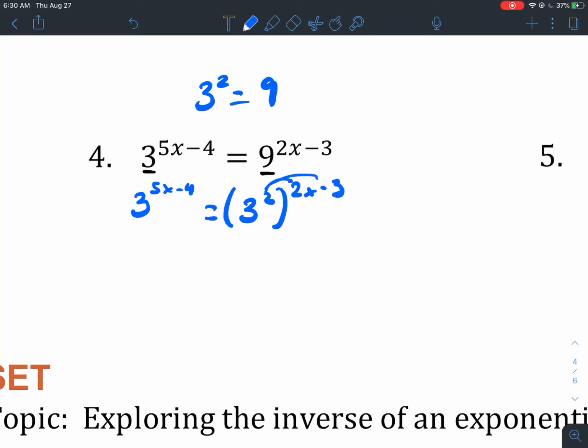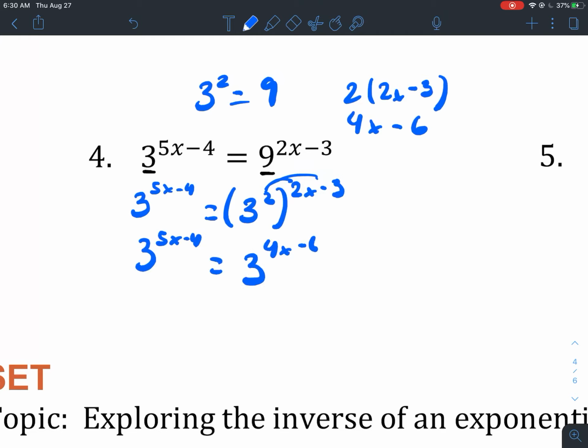And then I can multiply the 2 and the 2x minus 3. So I end up having to distribute. So I get 4x minus 6. So we get 3 to the power of 5x minus 4 is going to equal 3 to the power of 4x minus 6. So all I did there was replace the 9 with a 3 squared, and then I multiplied the 2 powers.